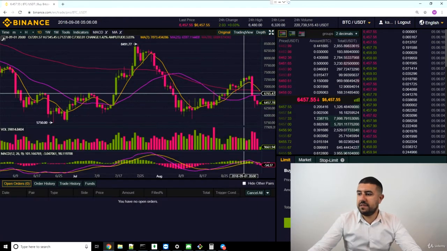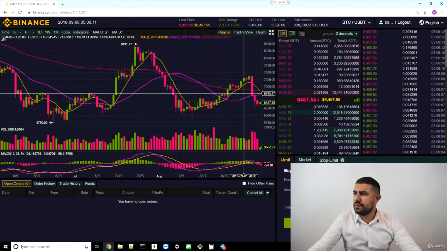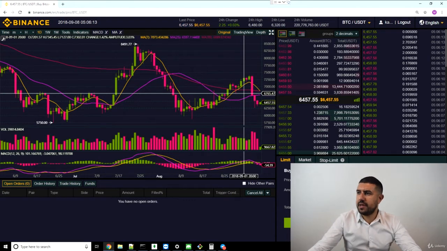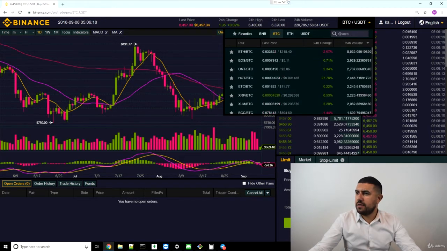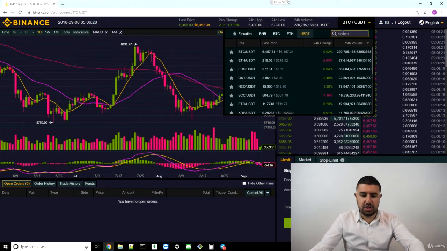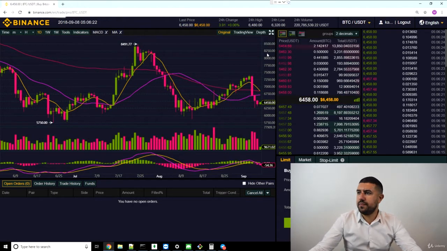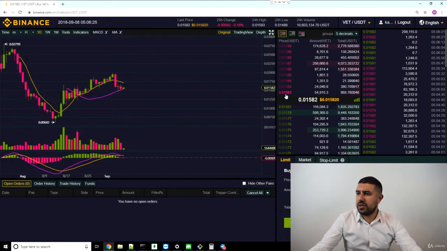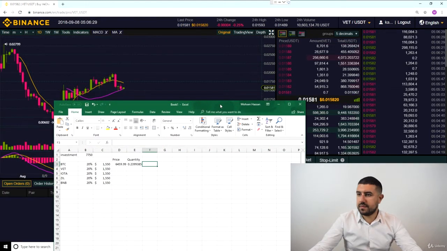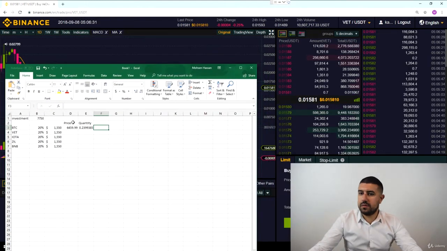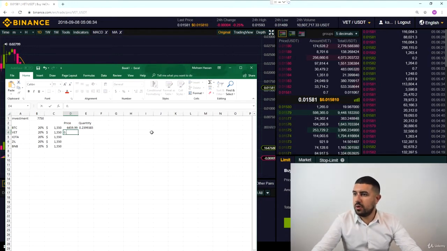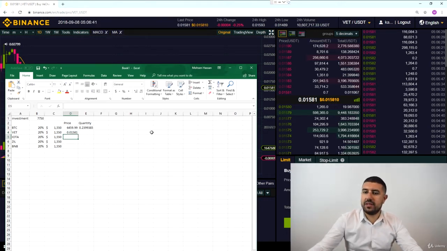Now next is VeChain. So how much is VeChain trading at? Let's just go here. Oh, here's my mouse. VeChain, I'll go on USDT just to figure out the price. Okay, VeChain is trading at 0.0, so 1 cent, so 0.01581. That's how much it's trading at.